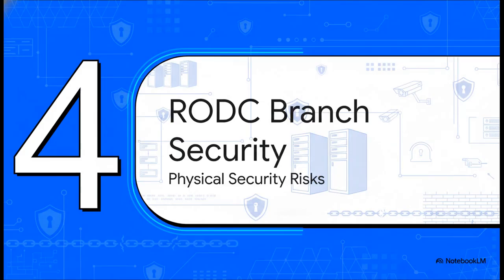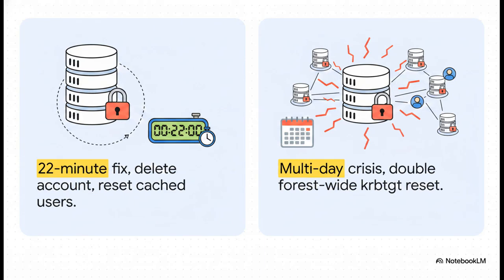Moving right along to Section 4, RODC Branch Office Security. Let's talk physical security risks. Imagine a physical server gets stolen overnight from a retail store. If the stolen server is an RODC, IT runs a credential exposure report, sees that maybe 47 local user accounts were cached, resets those passwords, and deletes the computer account. Bam! It's a 22-minute fix with zero domain-wide compromise.